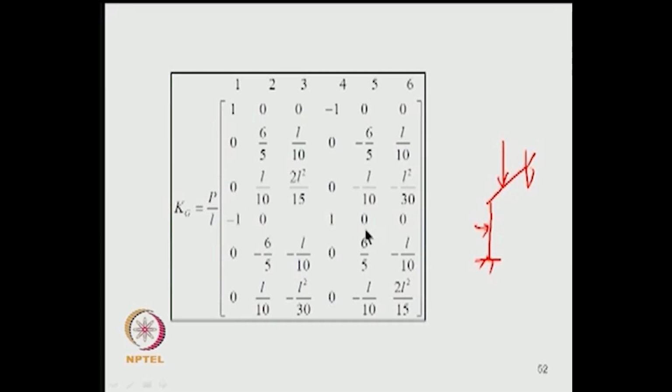The kind of context in which this element becomes useful is depicted here. For example, if you consider a member like this, it is subjected to the combined action of axial deformation as well as bending, and when we formulate the geometric stiffness matrix for this type of situation, we use this matrix. The other steps involving coordinate transformation, assembly, etc., remain similar to what we have already done on previous occasions.